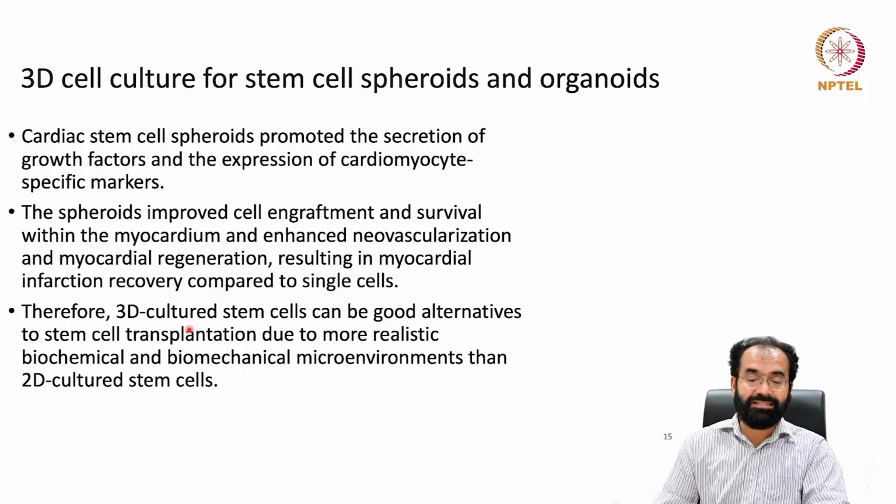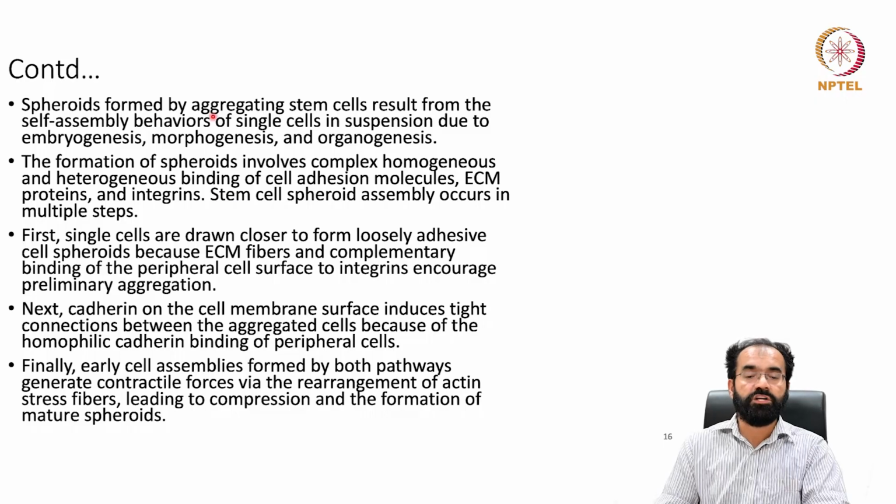So therefore, the 3D cultured stem cells can be good alternatives to stem cell transplantation due to more realistic biochemical and biomechanical microenvironments than the 2D cultured stem cells. The spheroids formed by aggregating stem cells result from the self-assembly behaviors of single cells in suspension, due to embryogenesis, morphogenesis and organogenesis, which we discussed already. The formation of spheroids involves complex homophilic and heterophilic binding of cell adhesion molecules, ECM proteins and integrins.